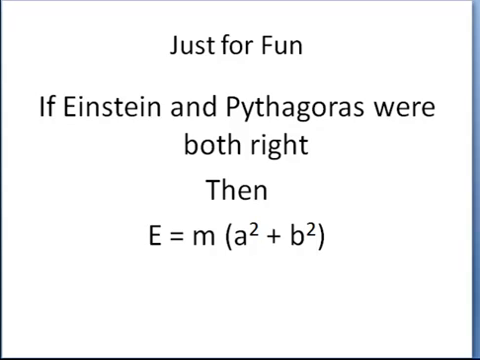And now to leave you, just for fun. If Einstein and Pythagoras were both right, then E equals m times a squared plus b squared.